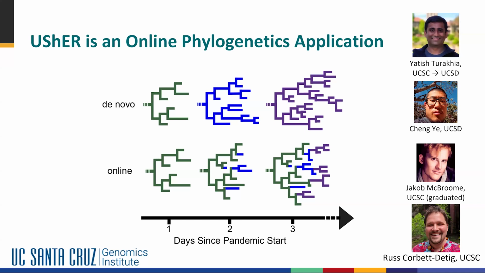So in response to all these challenges of scaling up, our group at UC Santa Cruz, led by Professor Russ Corbett-Detig, developed UShER as part of what we like to call an online phylogenetics approach. And here online is in the classical computer science sense of incrementally updating a result when you get new information instead of recomputing everything from scratch. And this is what enables us to scale to high volumes of data, just building on the tree we already have when we get new sequences.